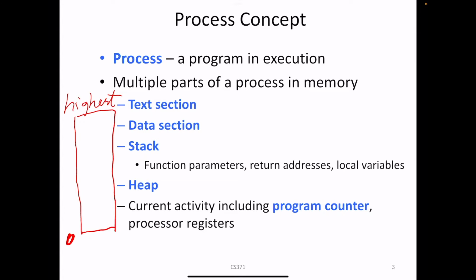At the bottom of this memory space, we have the text part, which is used to store the binary code of this process. And the data part is right above the text part, which is right here. For example, the global static variables or the constant variables are stored in the data part.